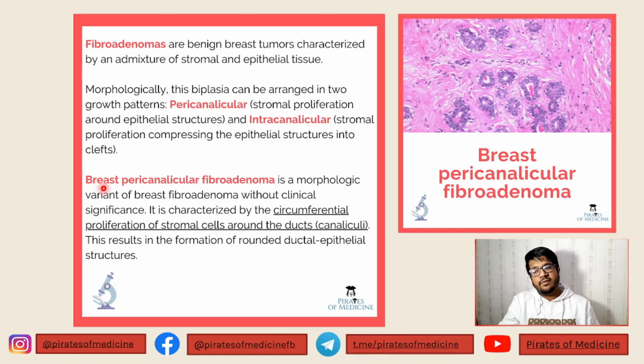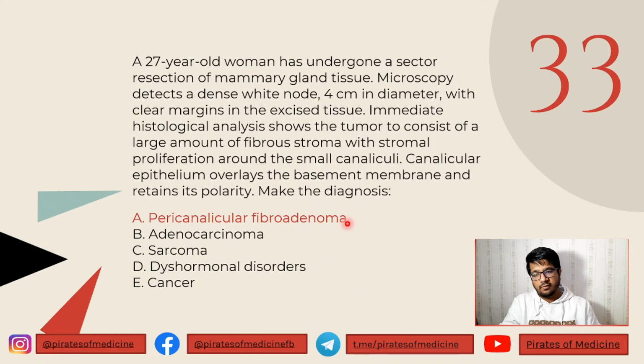It is a morphological variant of fibroadenoma of the breast without any clinical significance, but it is characterized by the circumferential proliferation of the stromal cells around the ducts. In pericanalicular fibroadenoma, the proliferation of the stromal cells is around the breast canaliculi. This results in formation of ductal epithelial structures which are rounded in shape. This is seen in our patient: fibrostroma proliferation around the small canaliculi, so pericanalicular fibroadenoma.